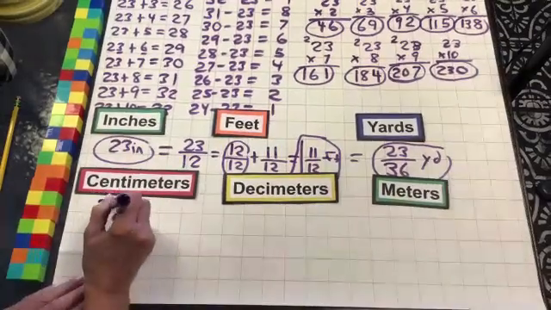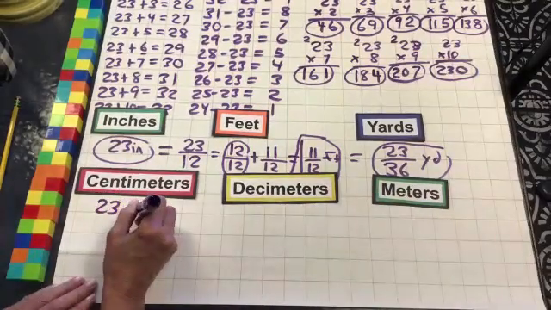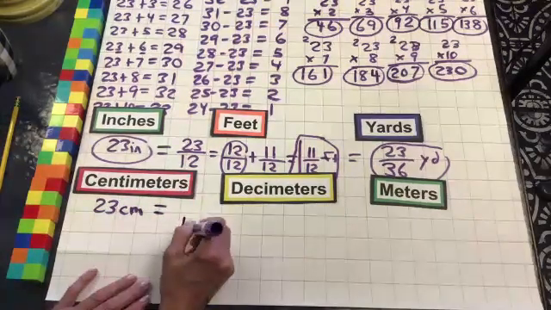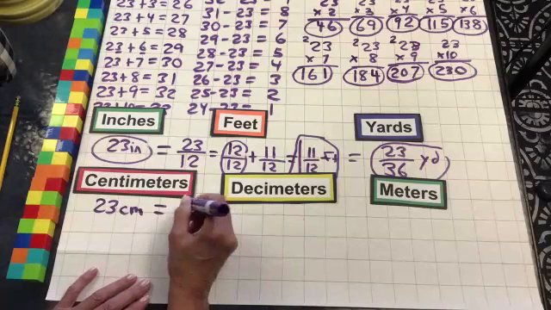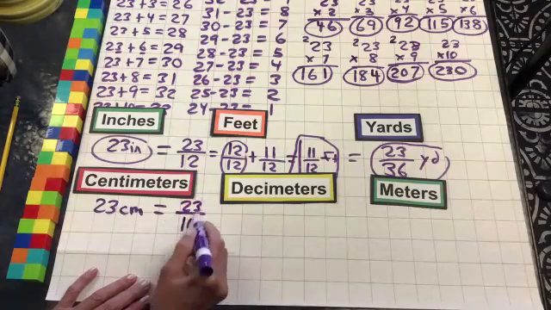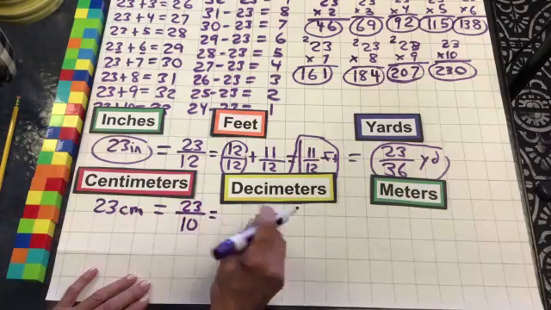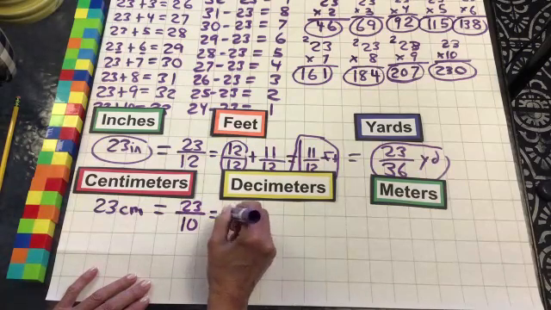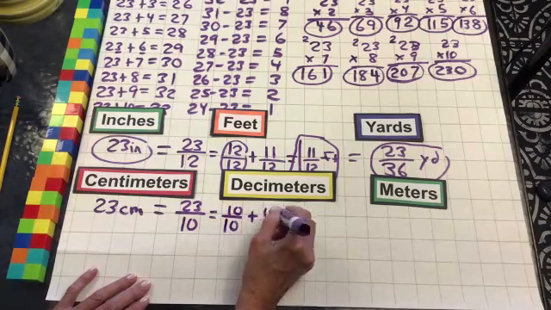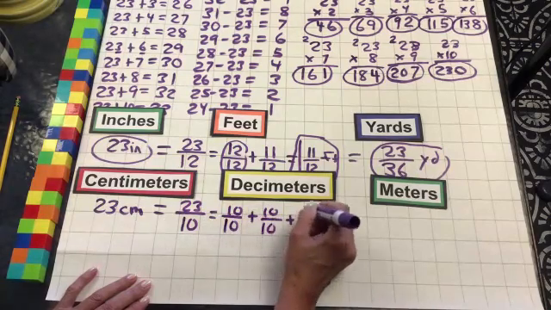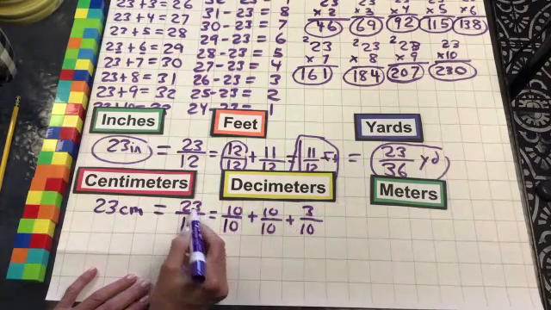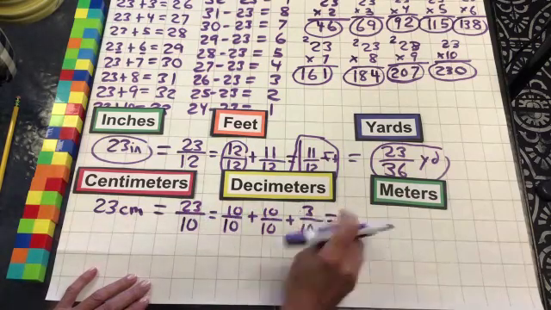We have 23. That's the number of the day. So we always use that. Makes it easy. 23 centimeters. We know it takes 10 to make a decimeter. So we're going to put 23 over 10. That's making an improper fraction. So we're going to break it apart to see how many decimeters we have. So we have 10 over 10 plus 10 over 10. That's 20 plus 3 over 10. So 3 plus 20 is 23. So we know we're in the right ballpark here.